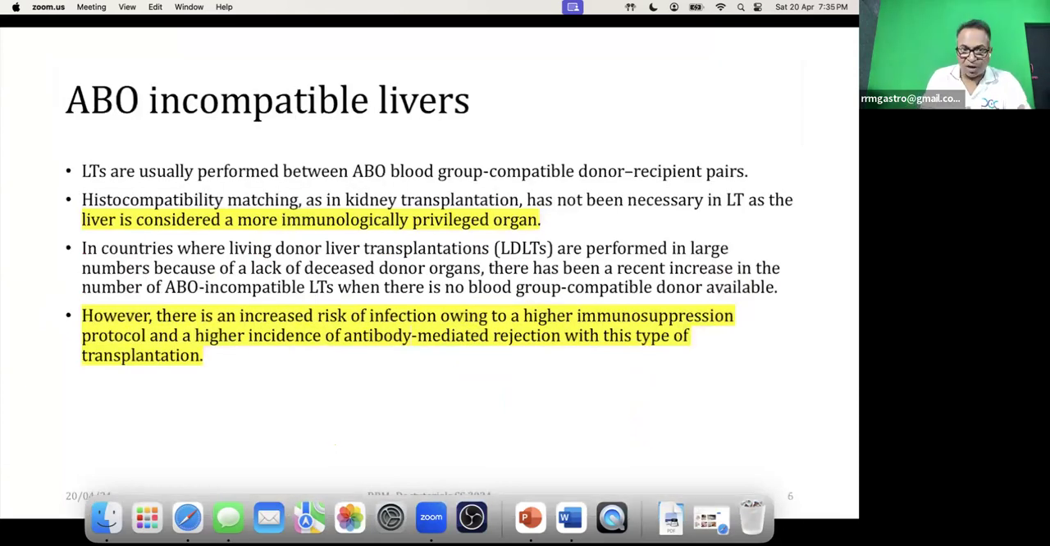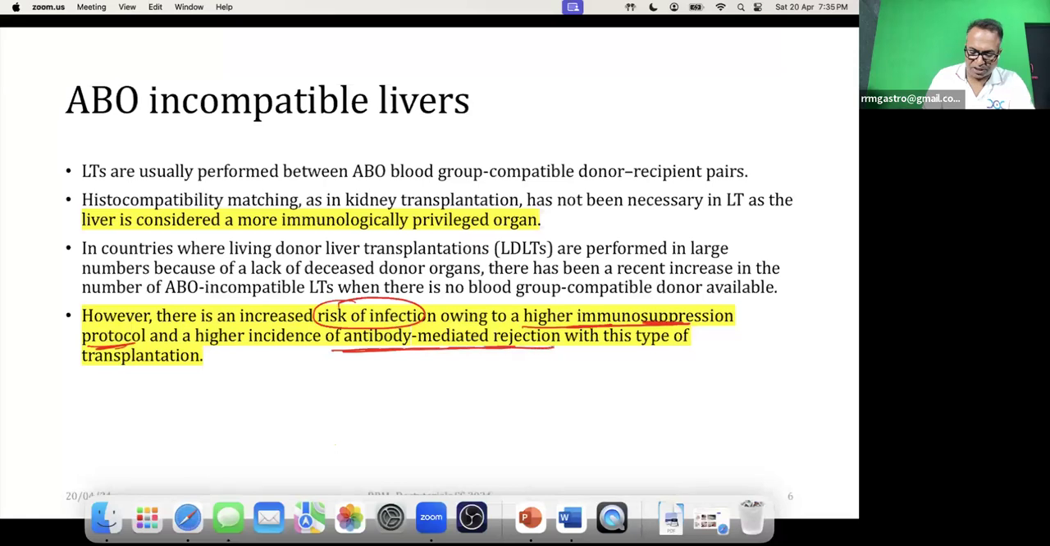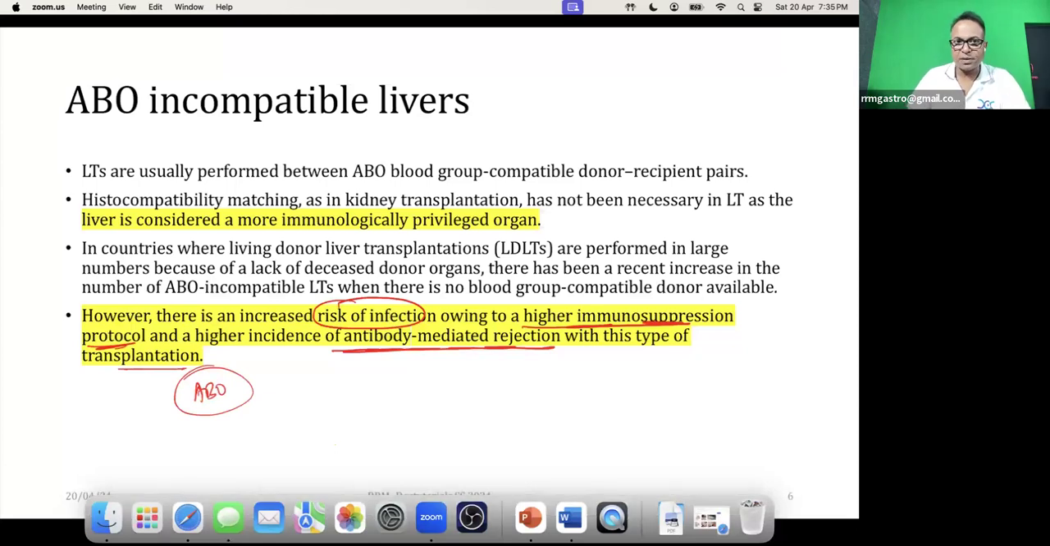The theory is there in the printout, whatever I'm discussing as theory. You can go home and read. There is increased risk of infection owing to higher immunosuppression protocol and a higher incidence of antibody-mediated rejection with this type of ABO incompatible liver transplant. Okay, please remember, this is very important.